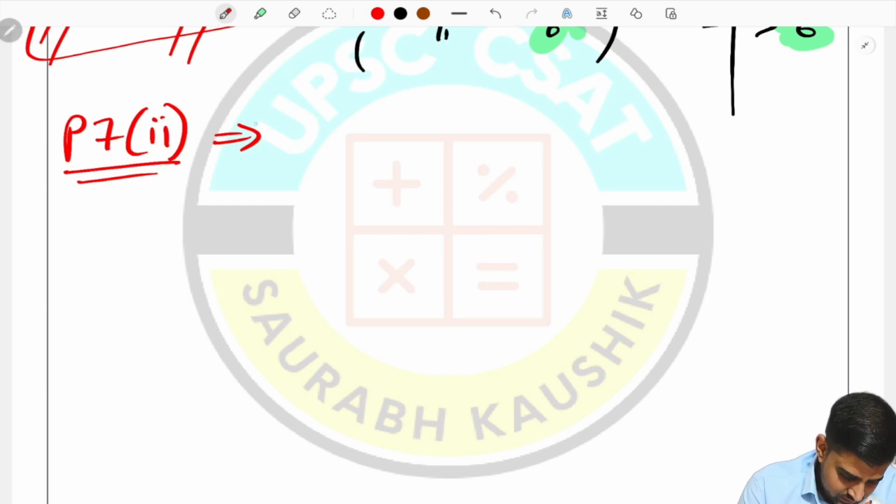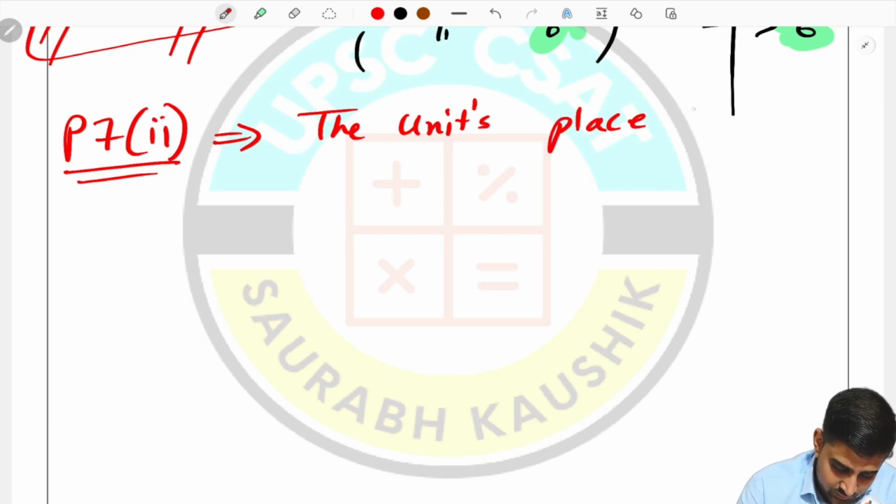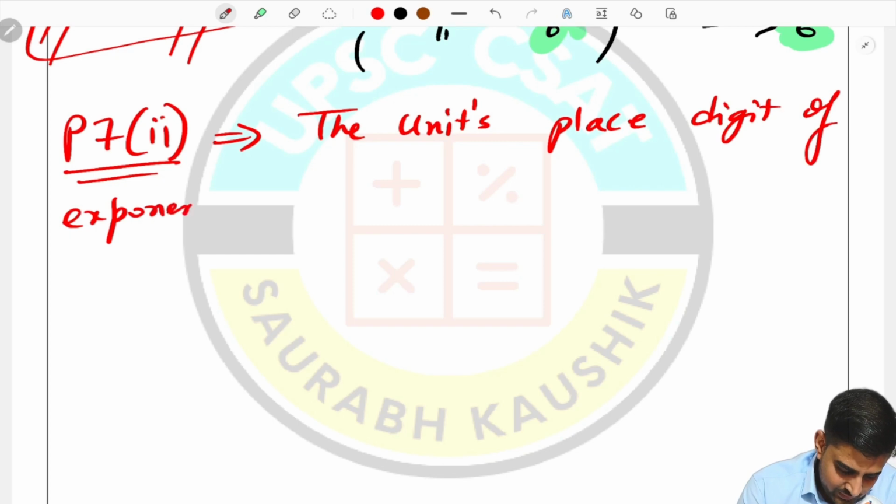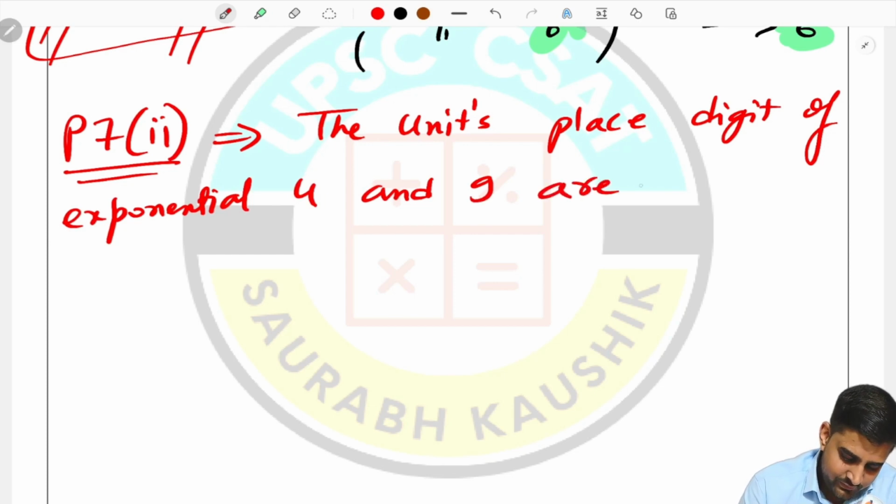Now it is the units place digit of exponential 4 and 9 are 4 and 9 respectively.